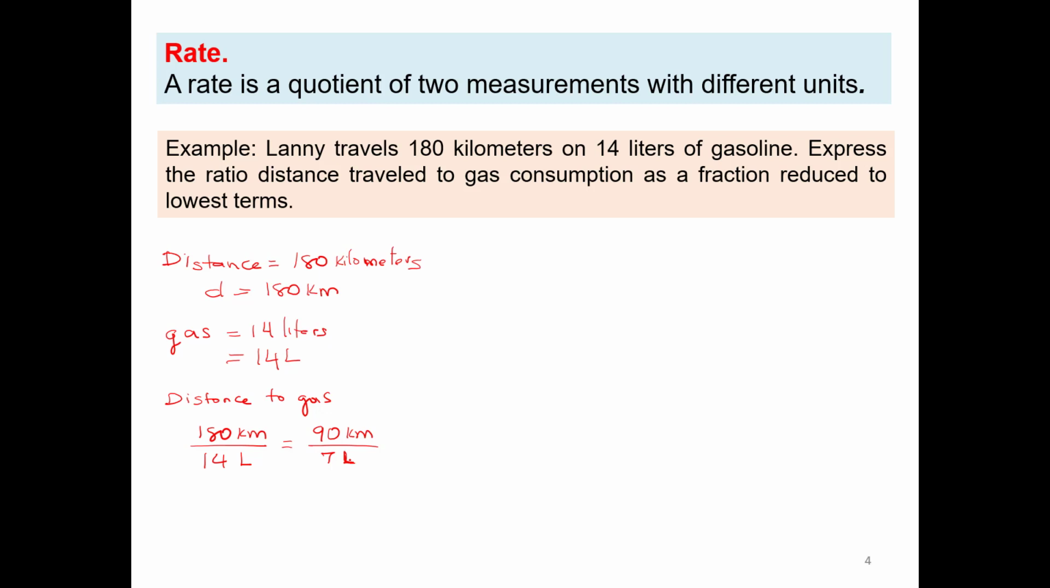Let's write that here: 90 kilometers for 7 liters. And this means the car travels 90 kilometers on 7 liters of gas.